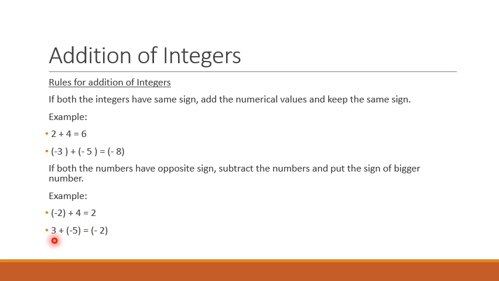Now let's see the other example. 3 plus minus 5. Here again we have opposite signs. 3 is positive and 5 is negative. So we have to subtract their numerical values. So 5 minus 3 will give me 2. And here the bigger number has a minus sign. It is negative. So the answer will also have a negative sign. So is it clear?